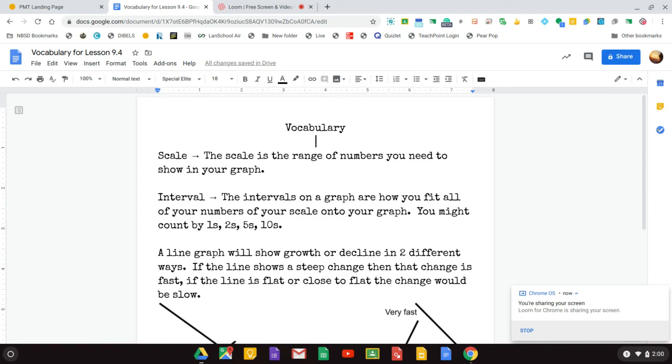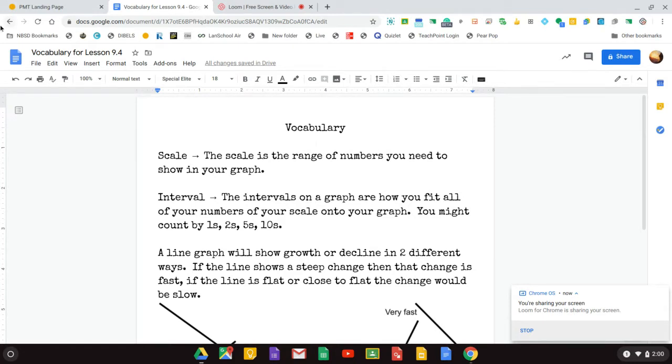Guys, it's me, and here is a little bit different math for this math lesson 9.4. It's using graphs, and we're going to do it just a little bit differently. So this is the vocabulary you need.